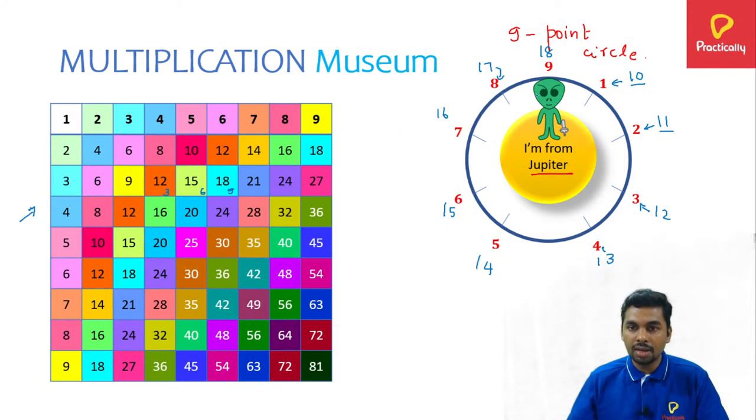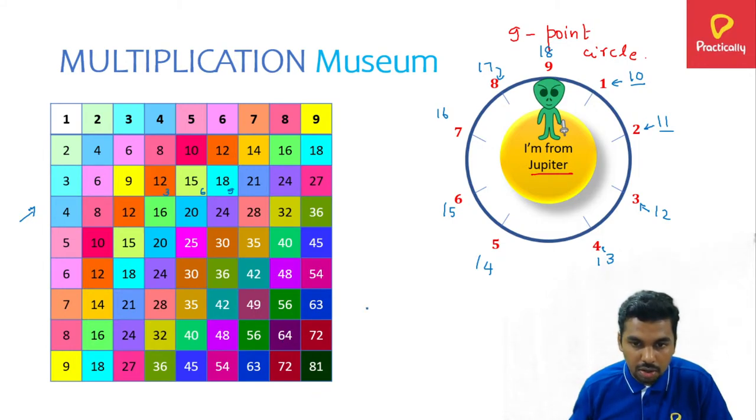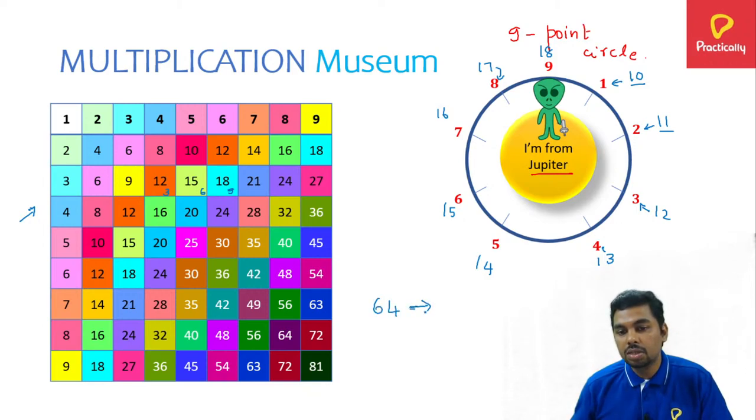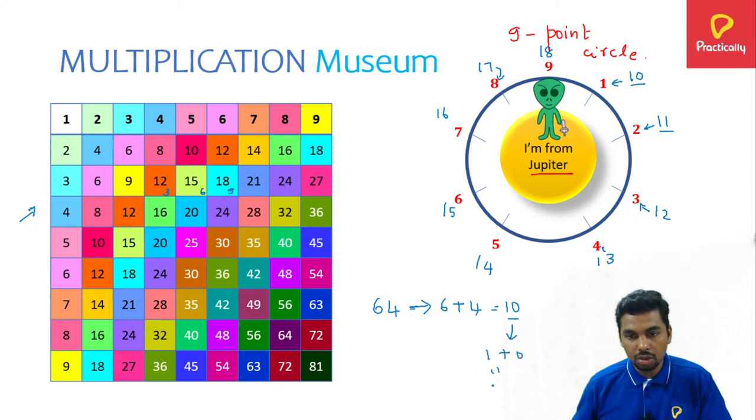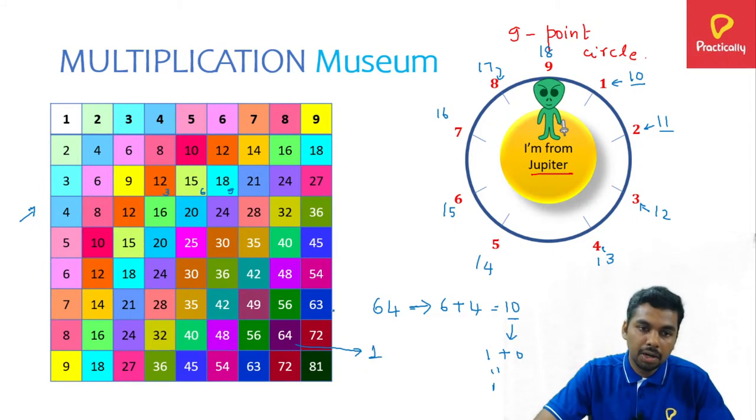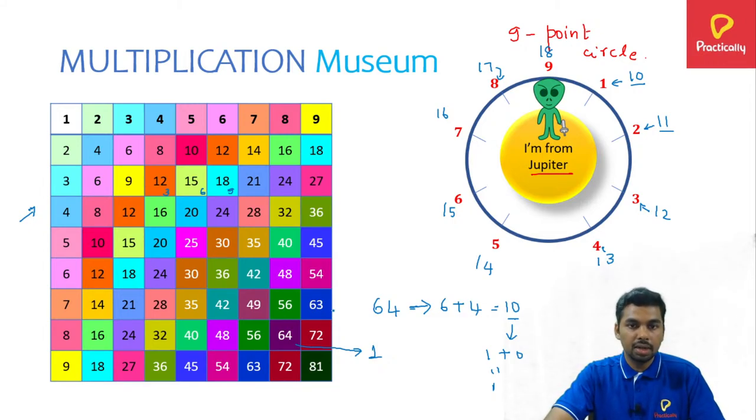What you have to do is check this clock. You have written the numbers 1 to 9. If you get a 2-digit number, you sum the digits and write the sum of the digits. If the sum is still a 2-digit number, for example for 64, the sum of digits is 6 plus 4, which is equal to 10. But 10 is a 2-digit number, so again sum the 2 digits. Your answer is 1. So in the box of 64, you should write the number 1. Now as homework, take this particular table and try to convert it using the 9-point circle.